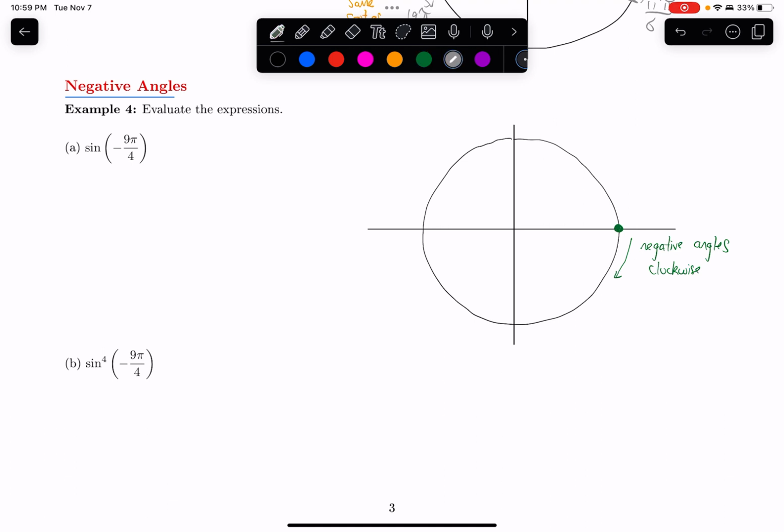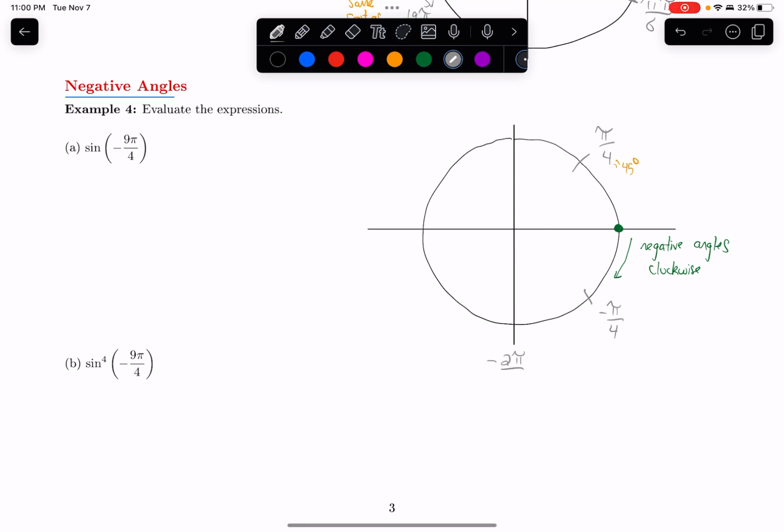Okay, and I see that this is something pi over 4, so we're talking about increments of pi over 4. So I know that positive pi over 4 is over here. Remember, pi over 4 is the same thing as 45 degrees. So if I want to go to negative pi over 4, I go 45 degrees, but in the other direction, in the clockwise direction. So negative pi over 4 would be down here. Okay, and I'm going to keep measuring these increments of 45 degrees, or pi over 4. If I go another pi over 4, another 45 degrees, now I'm down here.